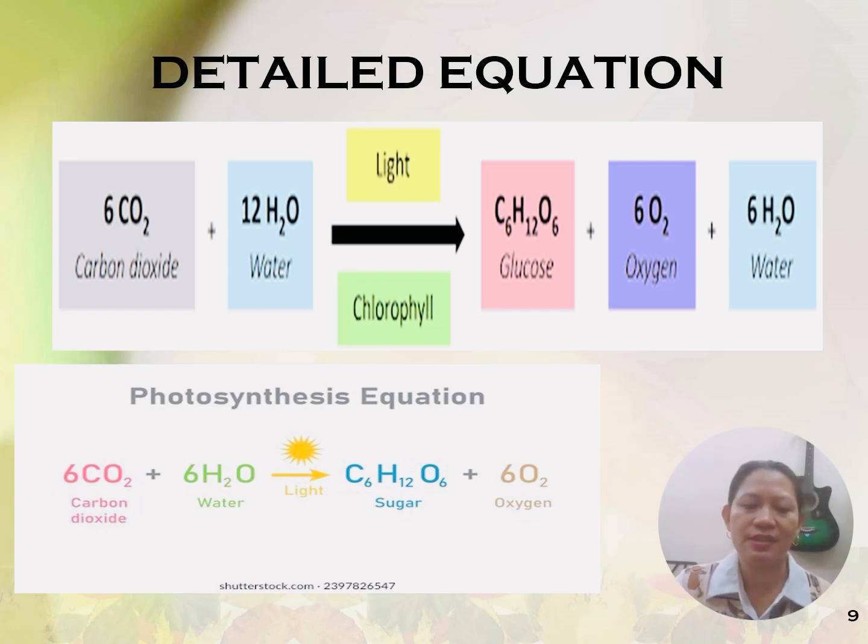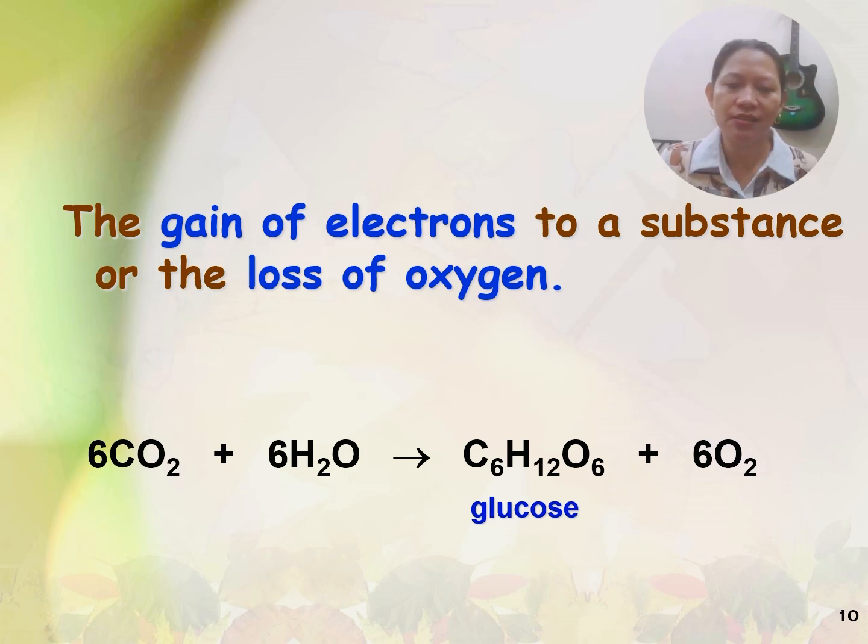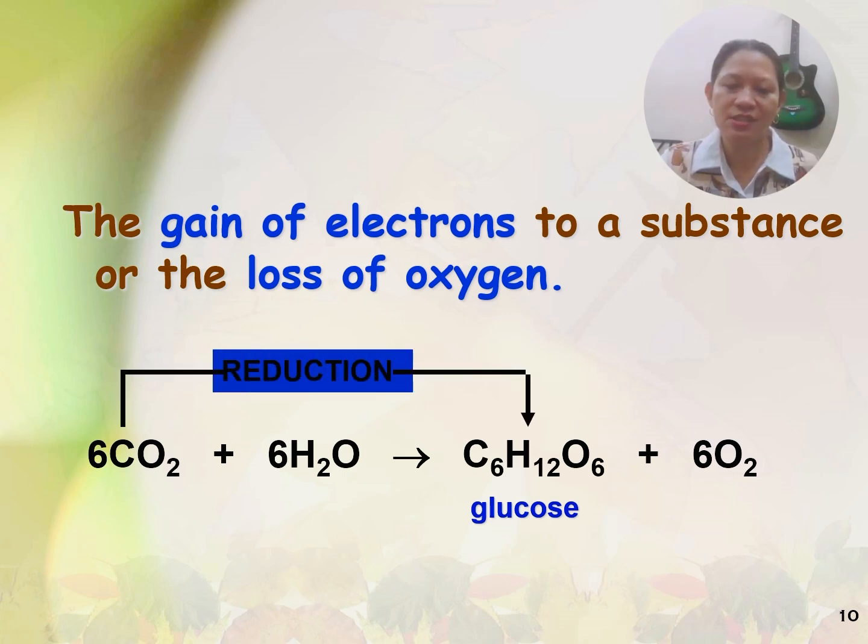We will explain it in the process of reduction that occurred in carbon dioxide during the dark reaction or carbon dioxide fixation. There is gain of electrons to the substance or loss of oxygen in the reduction process. It occurs in the carbon dioxide fixation or the dark reaction, wherein carbon dioxide is reduced into glucose, C6H12O6.